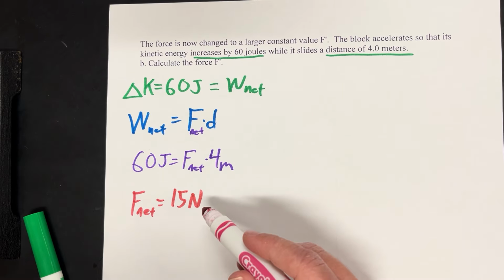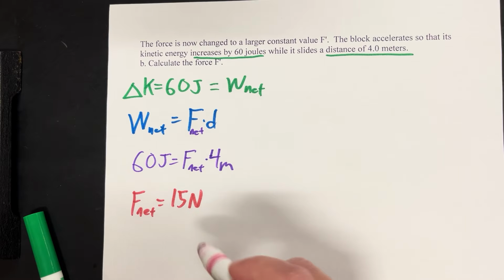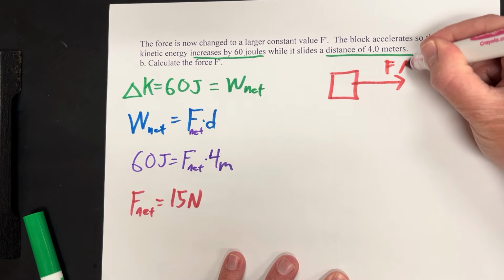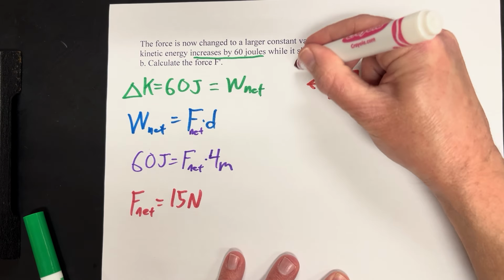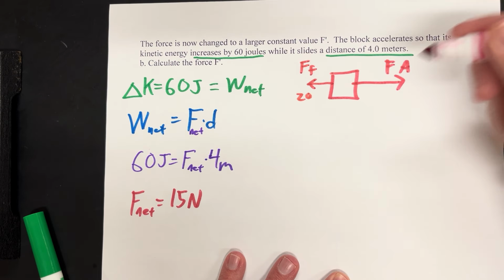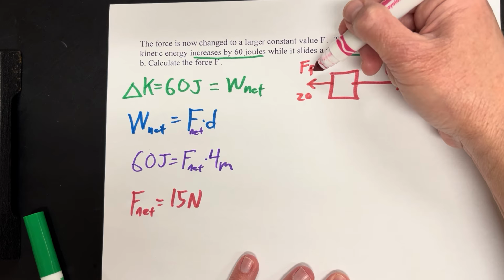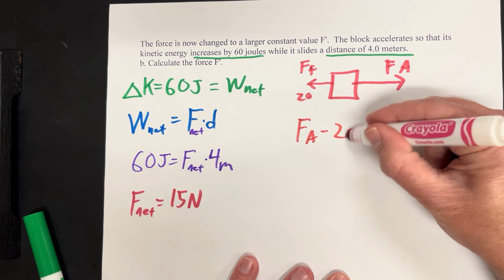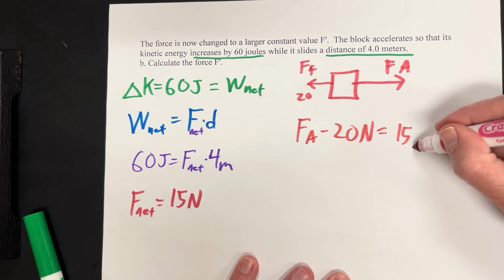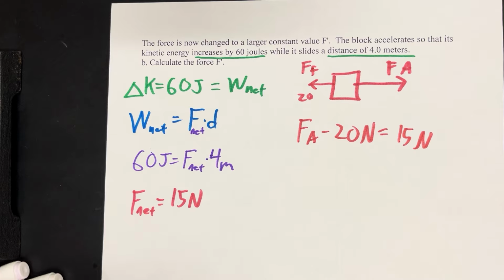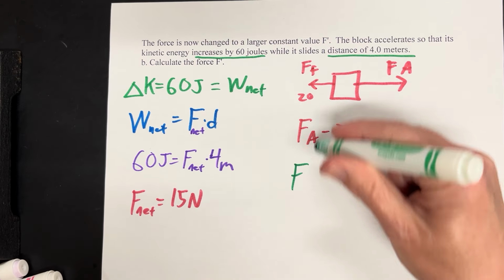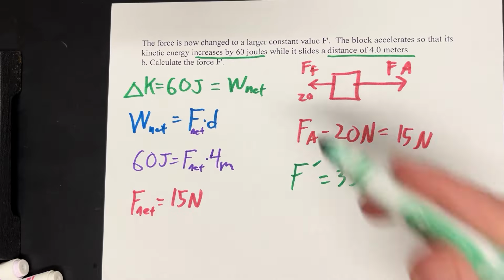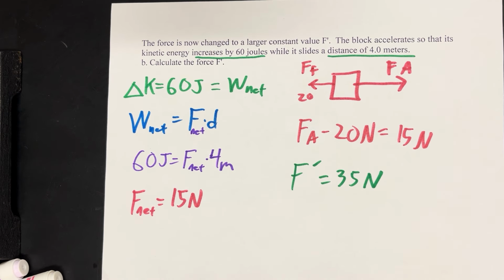That's not the force you push with. That's less than friction. That's the net force. So picture it like this. We've got this box, and you are pushing with some applied force to the right. We know we've got some friction force back, 20 newtons to the left. This minus this has to be 15 newtons. In other words, the applied force minus the 20 newtons backwards has to be 15 newtons. So our new applied force, F prime, has got to be equal to 35 newtons to cause it to gain 60 joules in 4 meters.